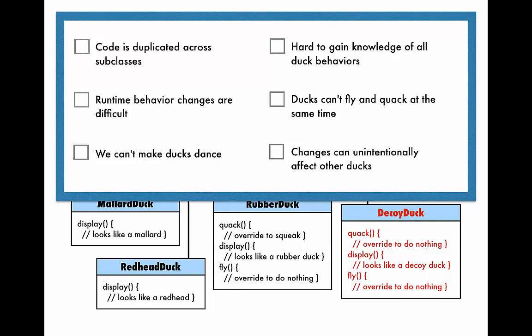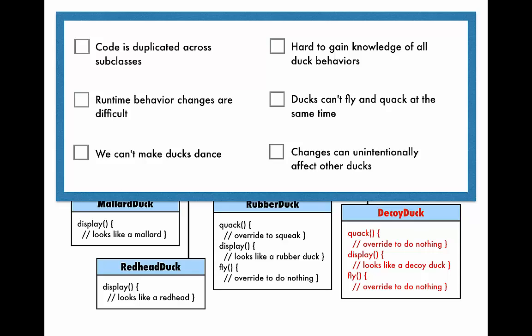Now, I will eventually ask you to pause the video for this, but let's make sure we know what these assertions mean first. Is code or can code be duplicated across subclasses in this design? That one's pretty straightforward as far as the meaning goes. If we see duplicate code or the potential for duplicate code, we check this box.